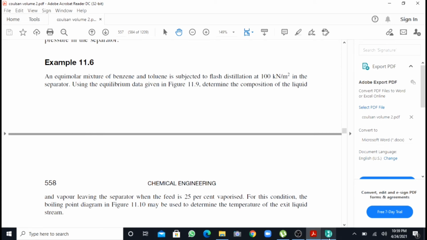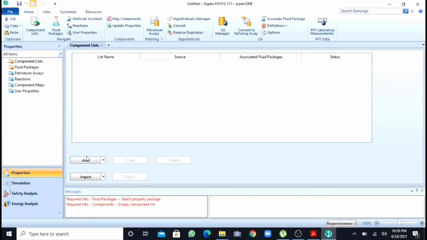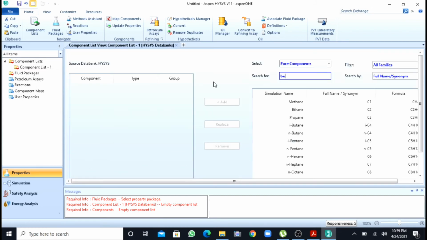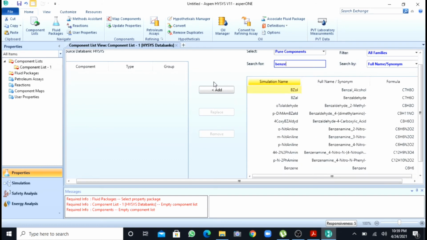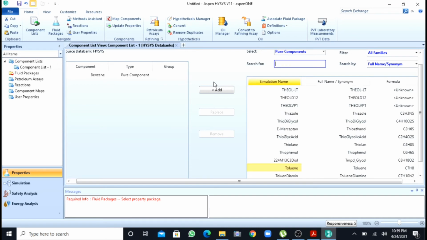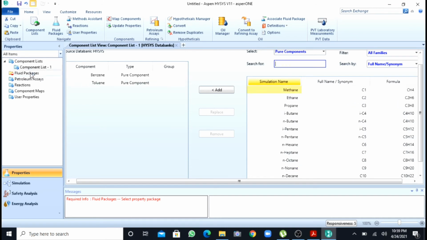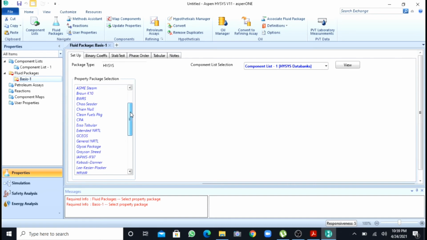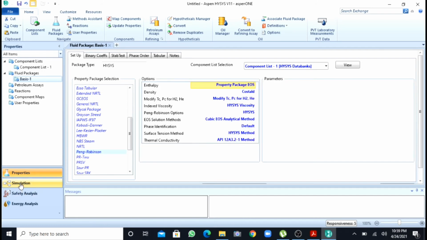So let's start with our simulation. First of all, I will add my components. I have two components, benzene and toluene. I will add my first component, benzene, and after that I will add my second component, toluene. After adding my components, I will move to the fluid package. As both are organic compounds, I will select Peng-Robinson as my fluid package. After selecting my fluid package, I will directly move to the simulation environment.